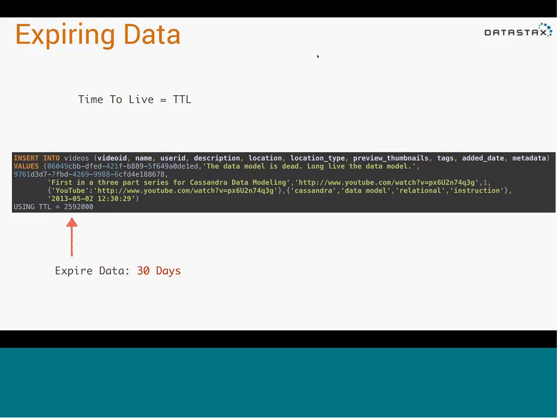I've seen some crazy stuff on this. I had one user that was processing 250 terabytes a month and expiring it after 30 days. So he had a 30-day ring buffer of 250 terabytes. It's pretty cool.